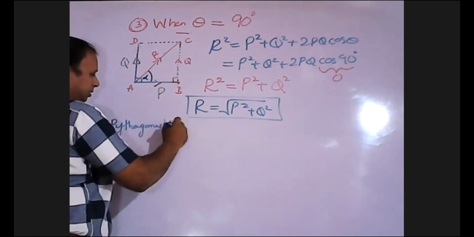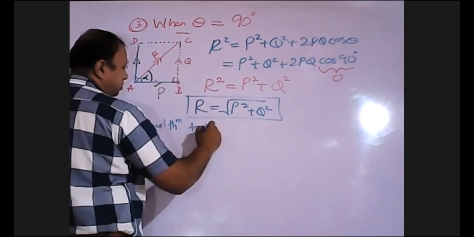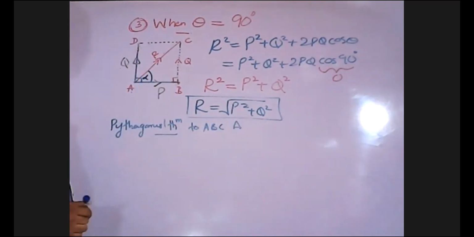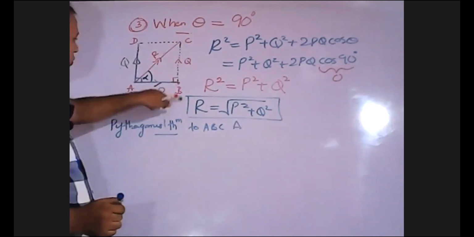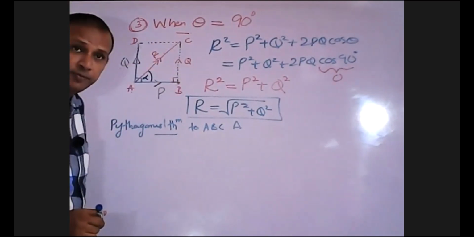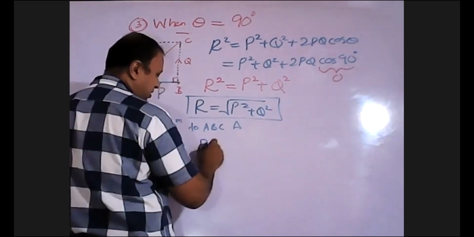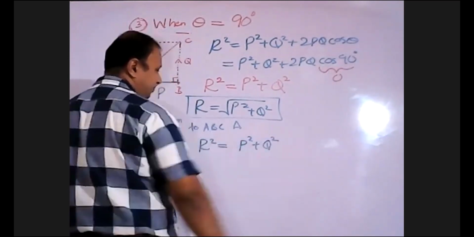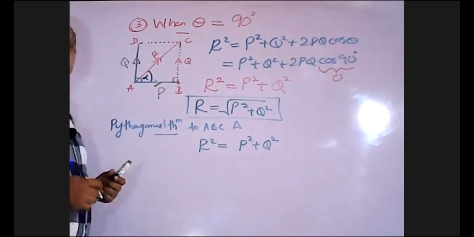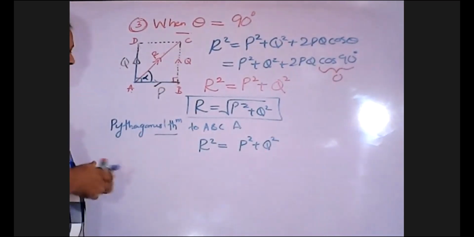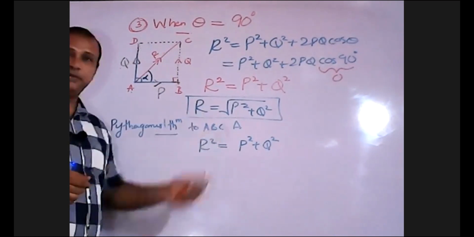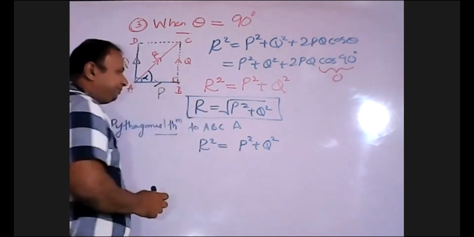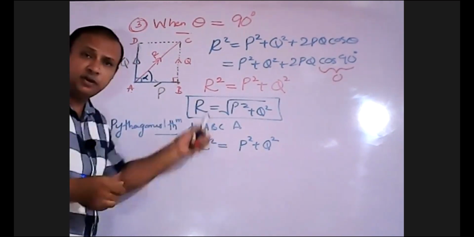If you apply the Pythagoras theorem to the ABC triangle, you will have R squared is equal to P squared plus Q squared. If you apply the Pythagoras theorem, you will have the same thing. Look at this. Now you can determine the R using this one.